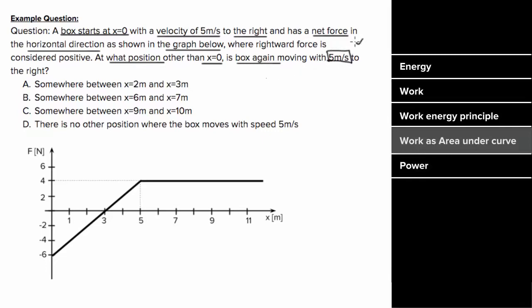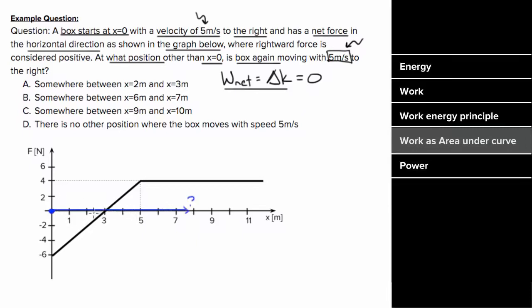Well, since the box will end with the same speed that it began with, the change in kinetic energy is going to equal 0. But that means the net work would also equal 0, since the net work is equal to the change in kinetic energy. So if the box starts at x equals 0, how far do we have to go in order for us to have no net work done?